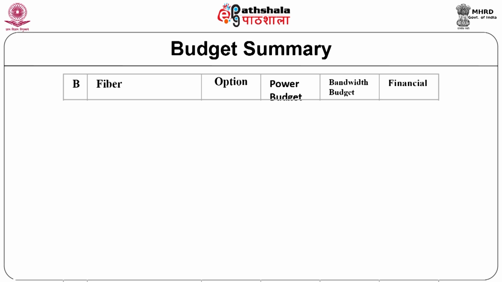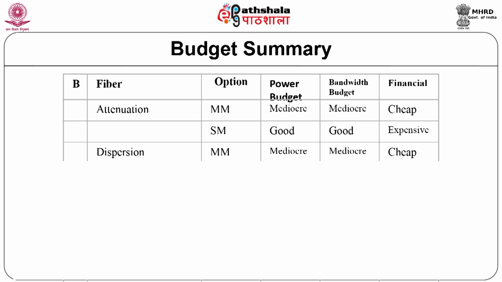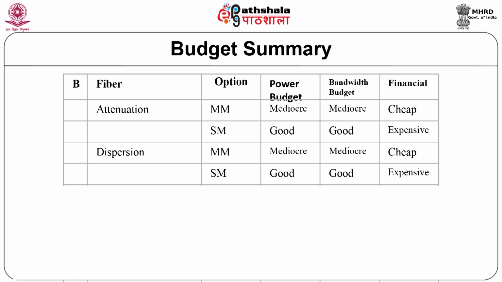Fiber attenuation, multimode, power budget mediocre, bandwidth budget mediocre, financially cheap. Single mode, power budget good, bandwidth budget good, financially expensive. Dispersion, multimode fiber, power budget mediocre, bandwidth budget mediocre, financially cheap. Single mode fiber, power budget good, bandwidth budget good, but financially expensive.